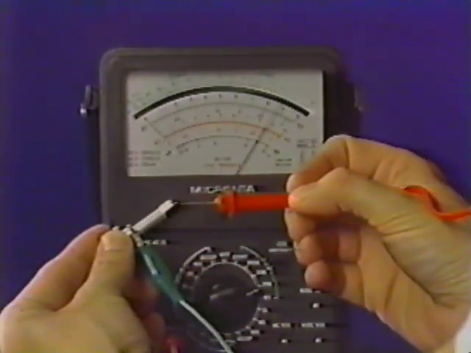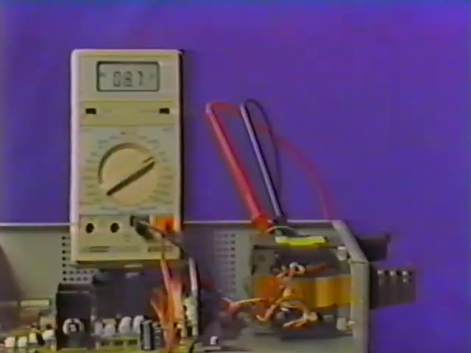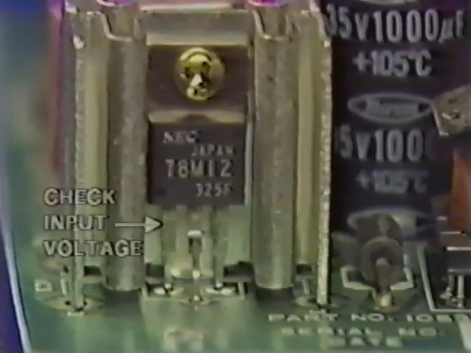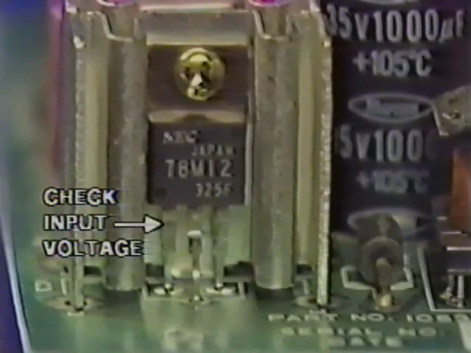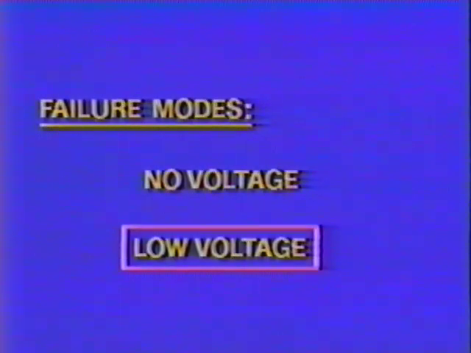Often, the no output condition is not accompanied by a blown fuse. Voltage checks indicate AC voltage to and from the transformer and DC voltage at the filter. If voltage is present at the input to the regulator, but no voltage is present at its output, the regulator may be defective. The second initial symptom of a power supply failure is low voltage.